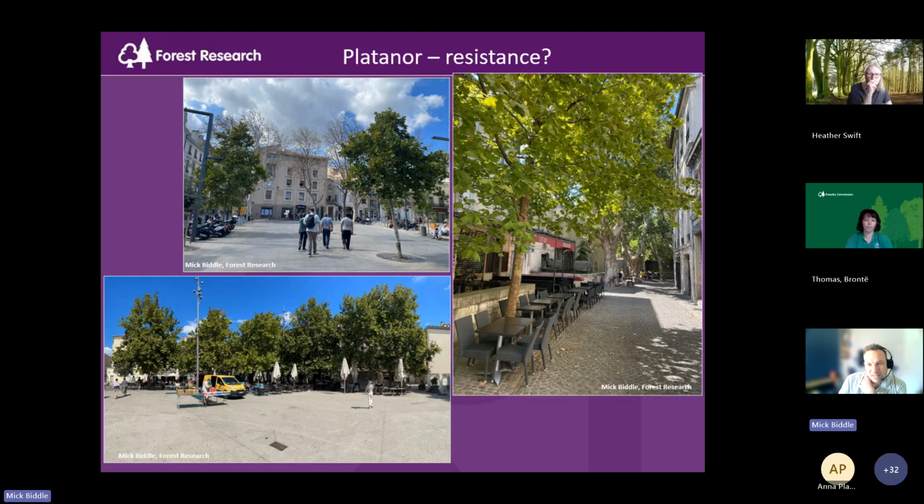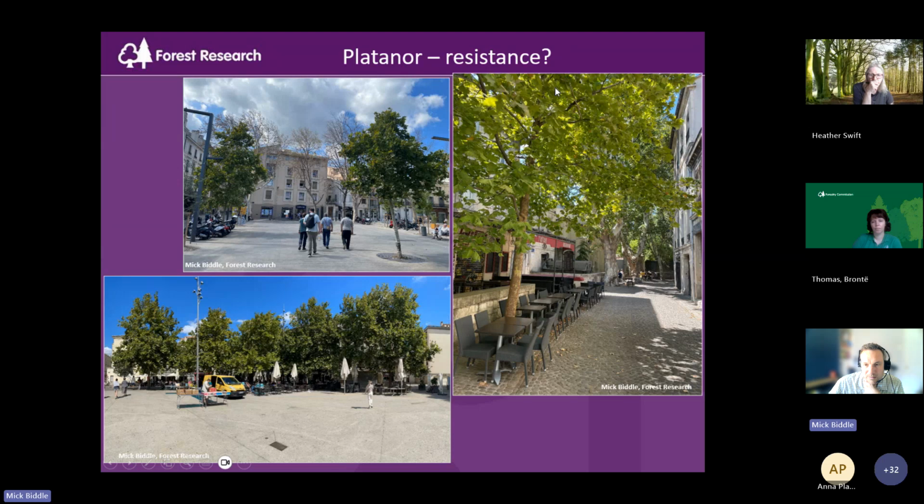On the plus side, I mentioned this resistant variety which has been developed, which has been given the brand name Platinor, and you can see those. This was the square in the centre of Avignon, and the trees have been removed and replaced by this resistant variety, and they seem to be doing pretty well. And this was further down that street on the right, where you've got all those dead hulks of old trees.